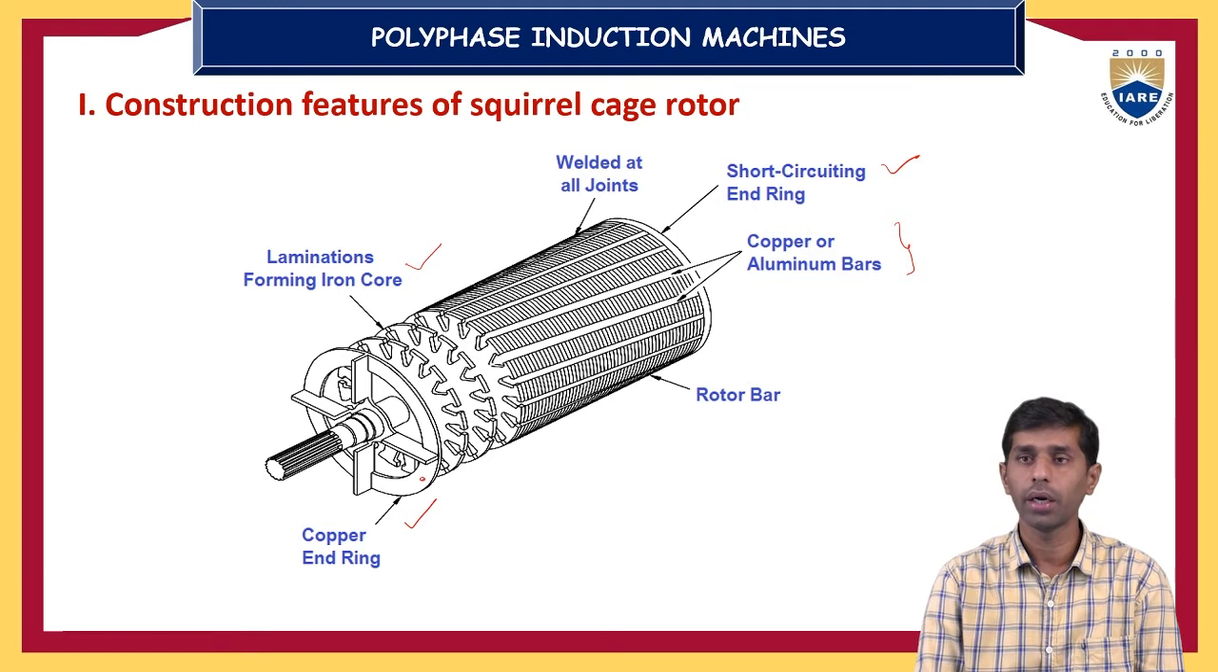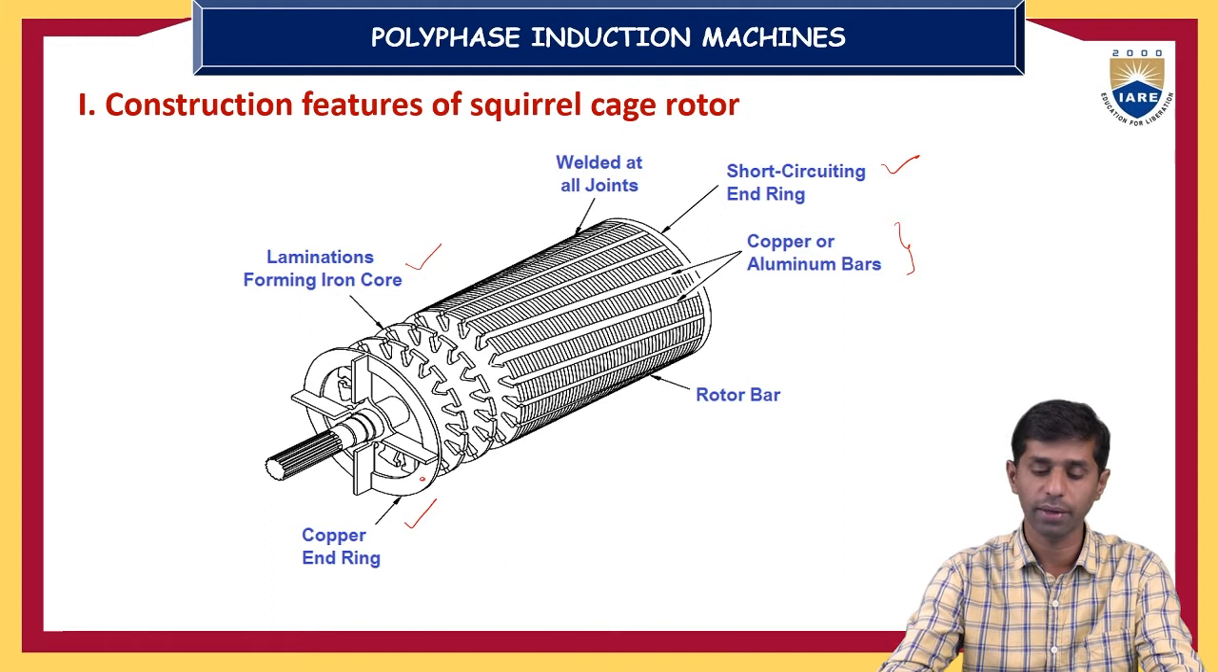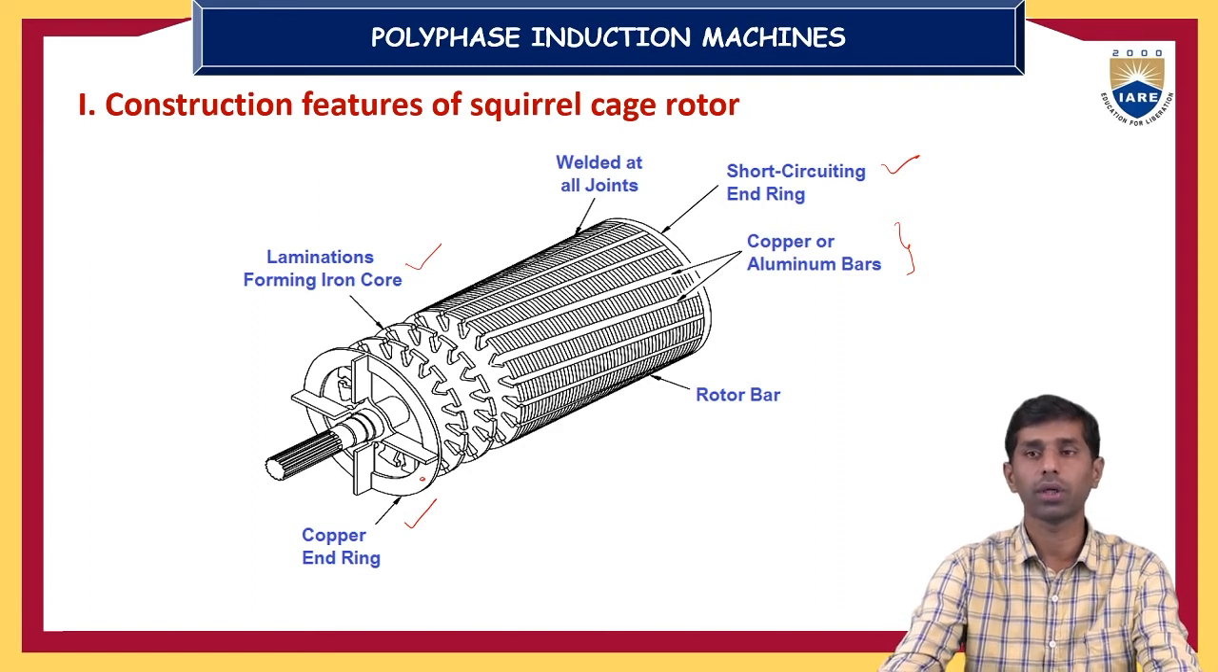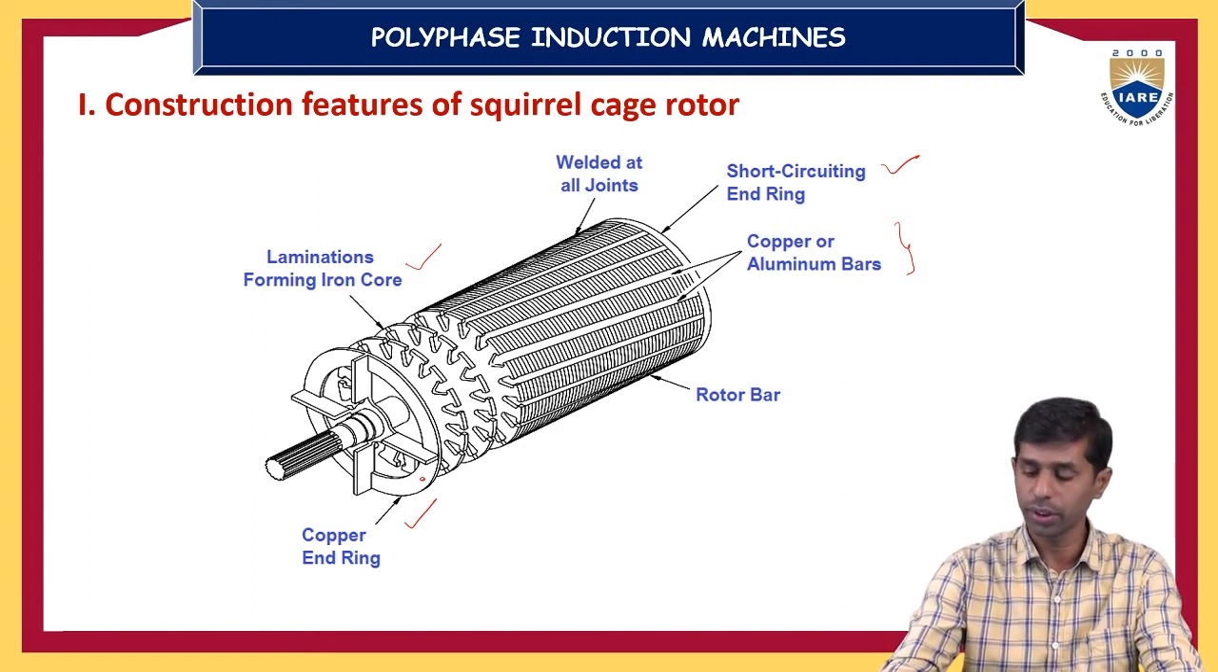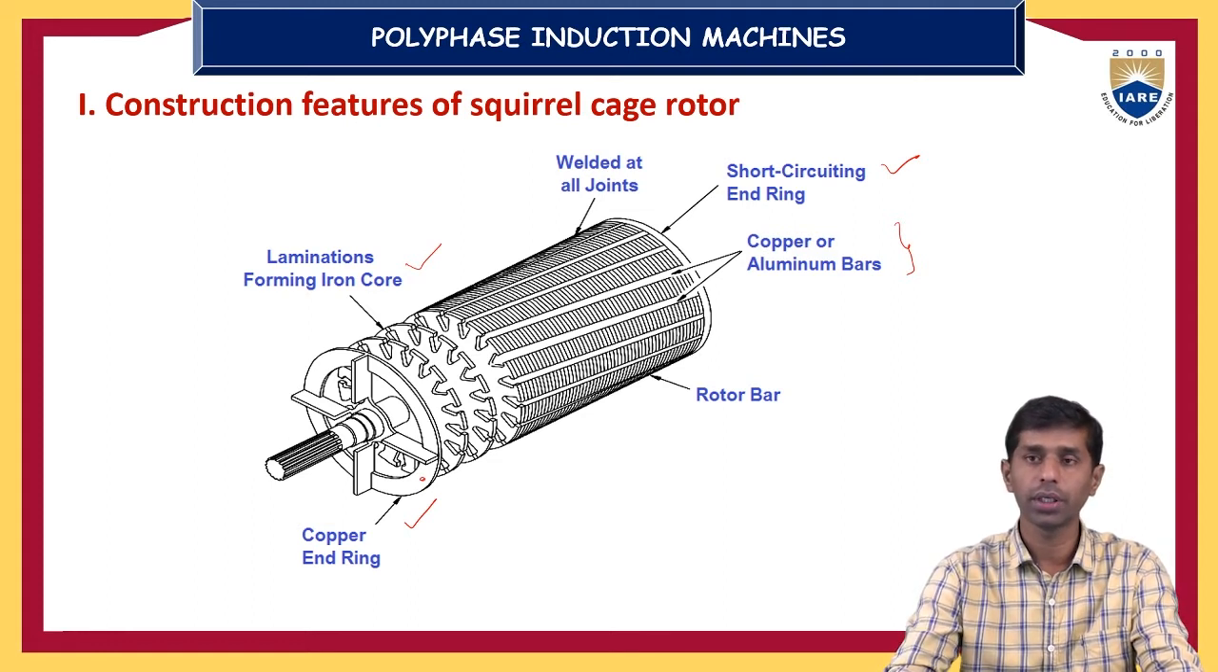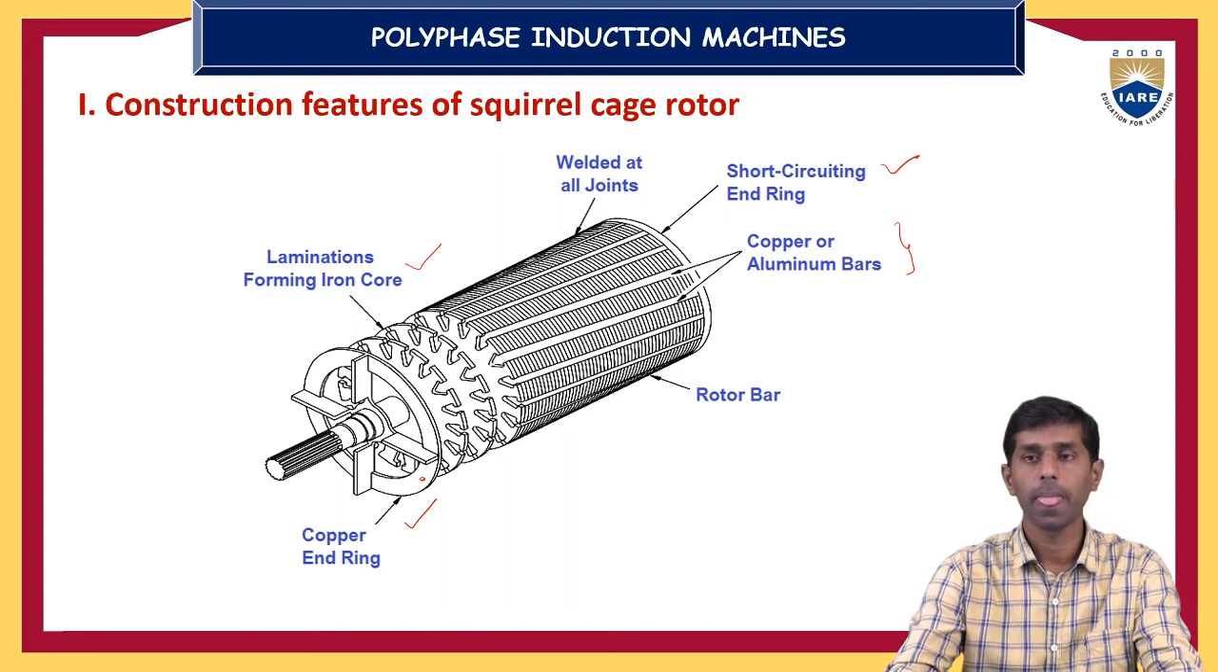A squirrel cage rotor has semi-open type slots. In the semi-open type slots, we have copper or aluminum bars inserted, and the outer periphery of the semi-open type slots is smooth. Due to the smooth surface, a uniform air gap between the stator and rotor will be there. So due to the uniform air gap, flux distribution in the air gap is uniform, and the harmonic fluxes and harmonic torques are eliminated or reduced.